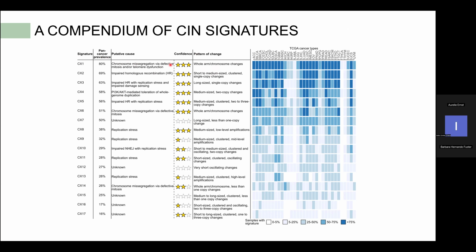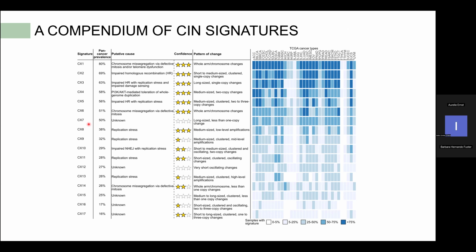So we have signatures that have super high confidence, and then we have others that we don't know what is the etiology behind them. And we need further exploration to link those patterns of copy number alterations to any deficiencies in a specific pathway.